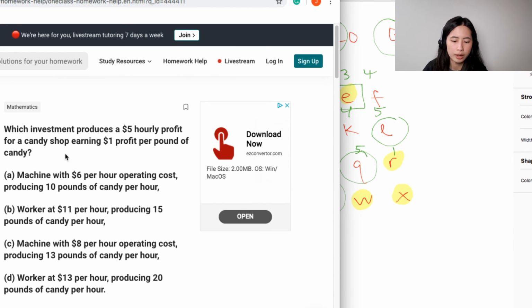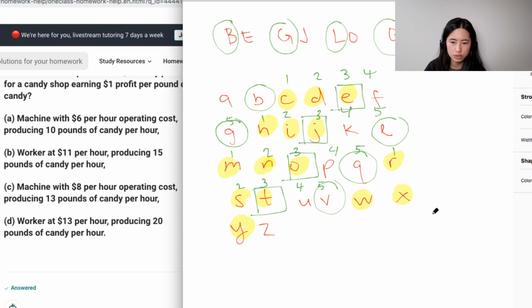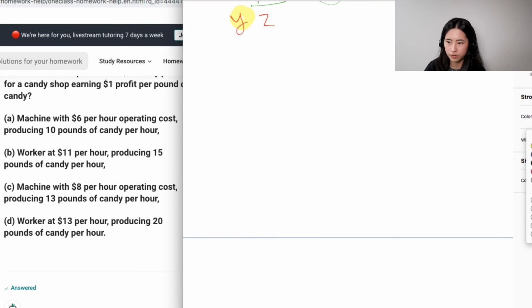Okay, so for this question, we need to find which investment produces a $5 hourly profit for a candy shop earning a dollar profit per pound of candy. Okay, so we have 4 options. So what we're going to do first.